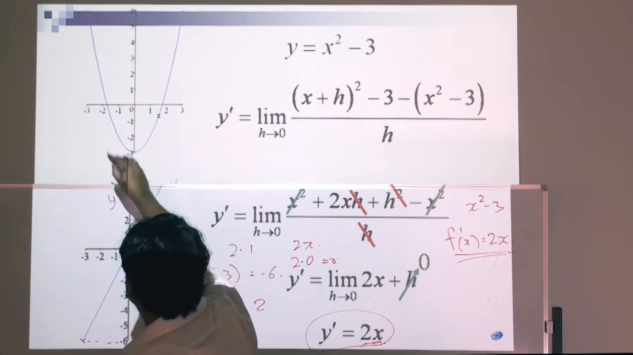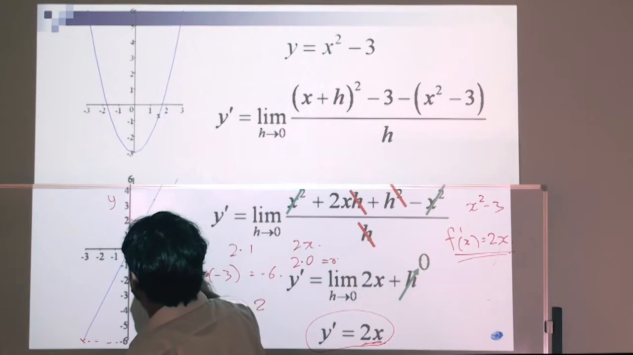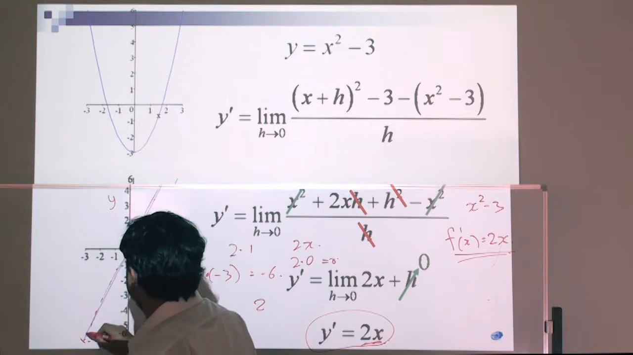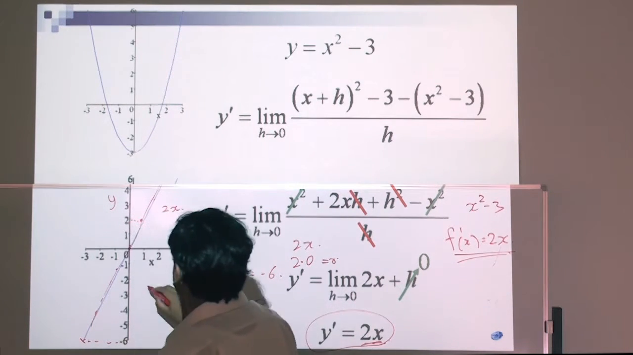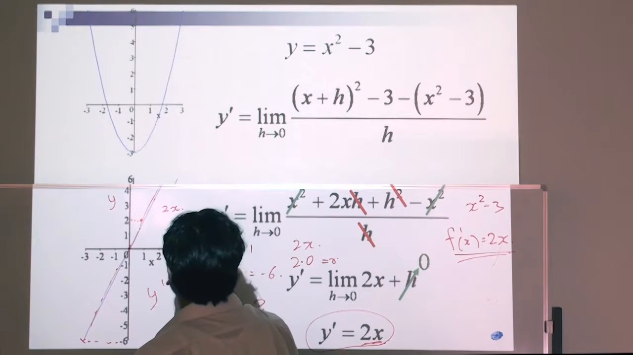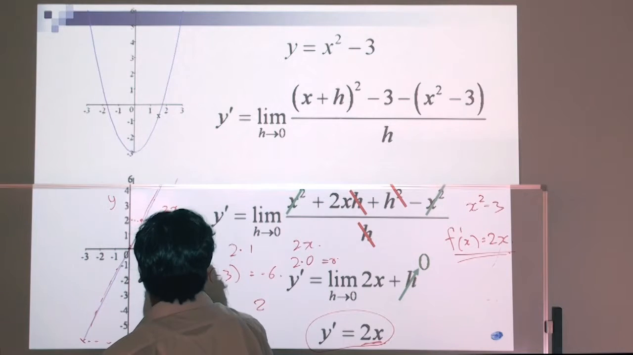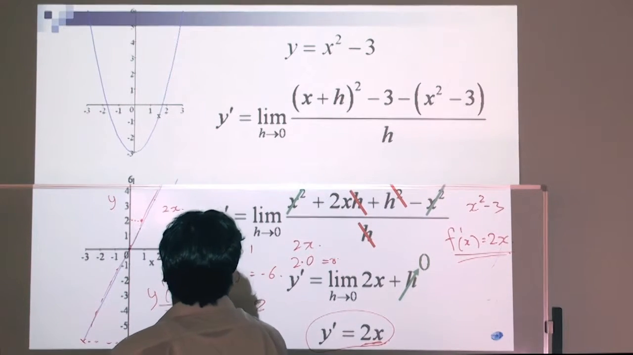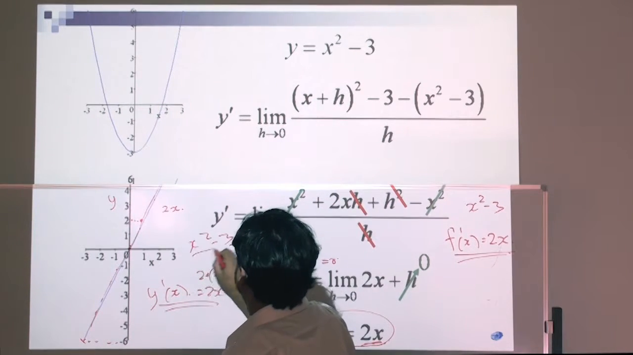You can take all those values and if you connect each of the points from the derivative, you get a straight line. And this is the line of 2x. Okay, y dash x is equal to 2x for the original function x squared minus 3.